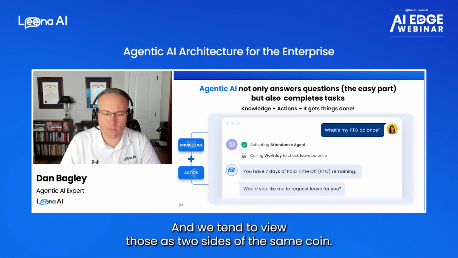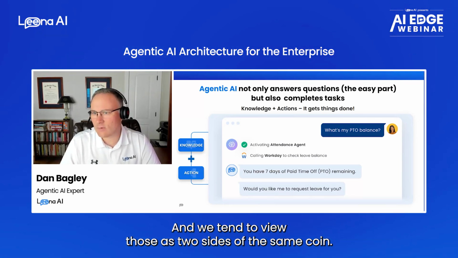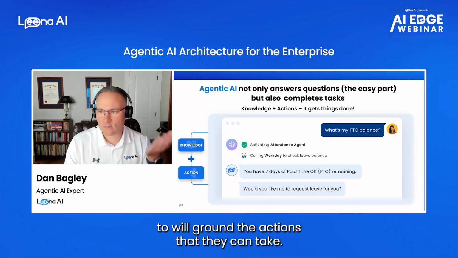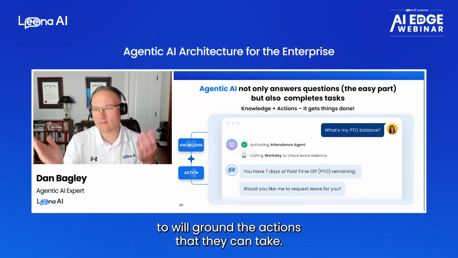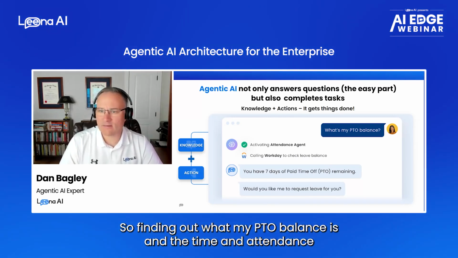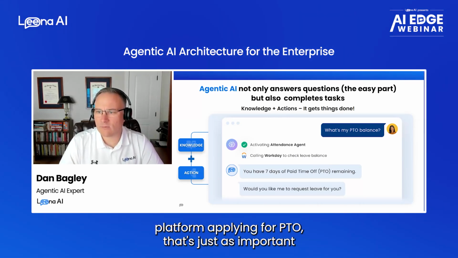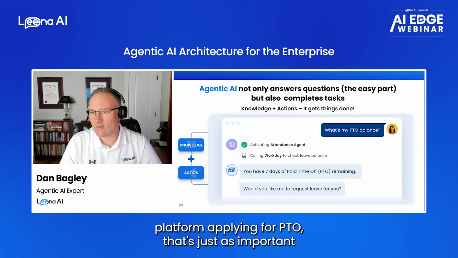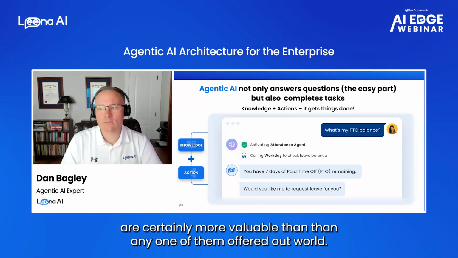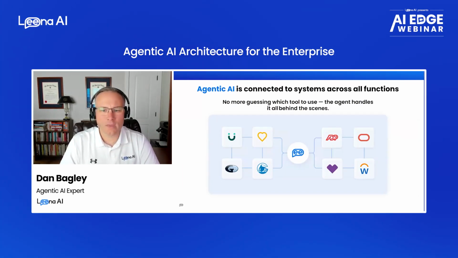And we tend to view those as two sides of the same coin. The knowledge that your employees have access to will ground the actions that they can take advantage of. So finding out what my PTO balance is in the time and attendance platform, applying for PTO, that's just as important as understanding what my employer's PTO policy is. And those two together are certainly more valuable than any one of them offered alone.